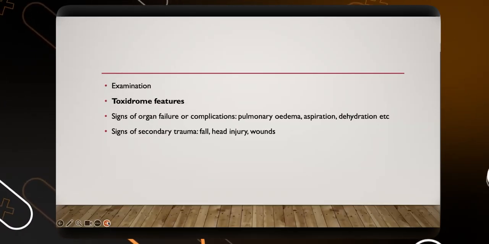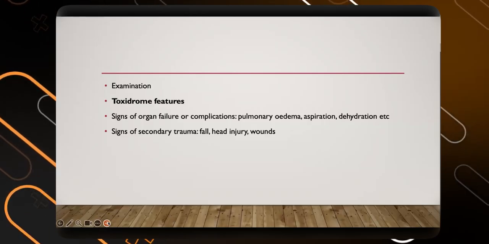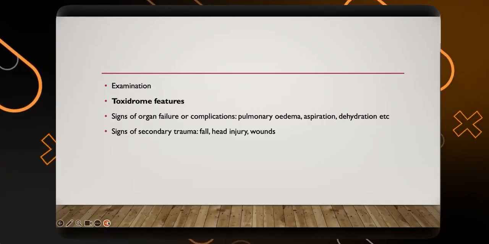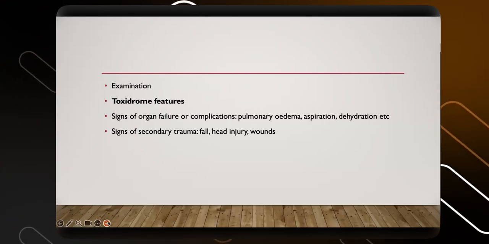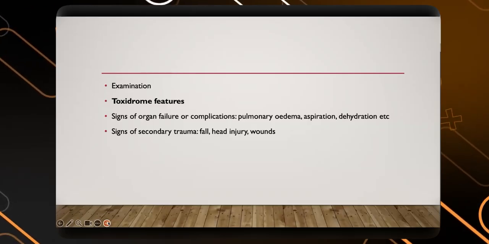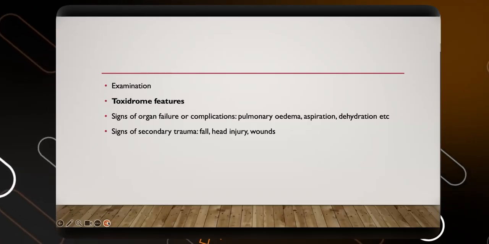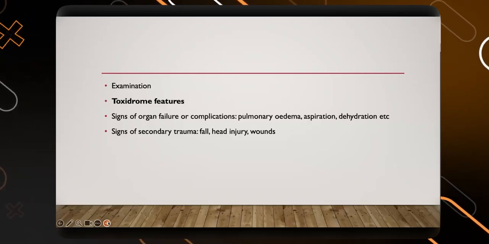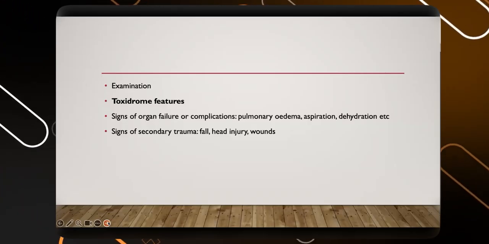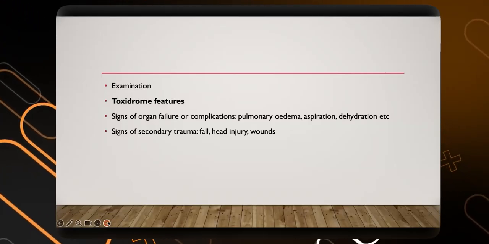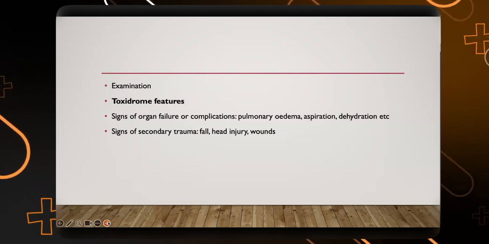Examination wise, look for toxidrome features. So I will tell you more about toxidrome features as I go along. Signs of organ failure or complications, for example, pulmonary edema, aspiration, dehydration, and signs of secondary trauma, for example, fall or head injury or wounds, which could result from a poisoning.